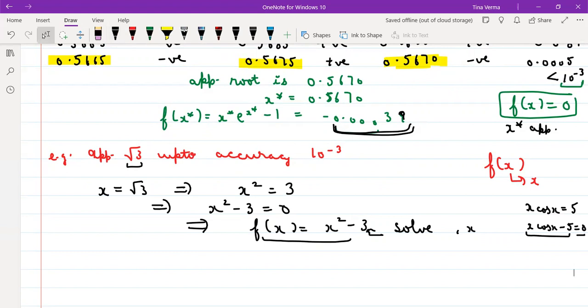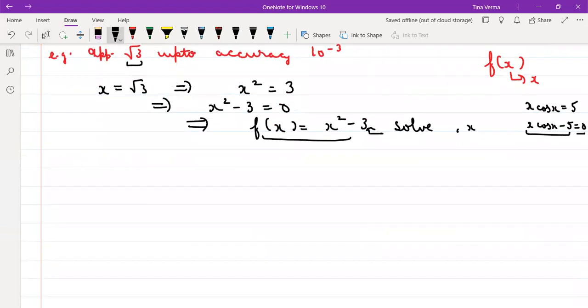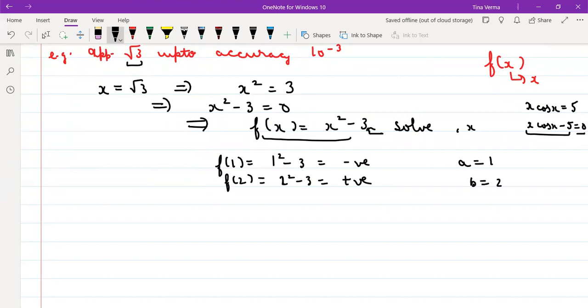So if you continue in the same way, you can take any two values here. You can consider f of 1, you can check 1 square minus 3, that will be negative, that will be minus 2. And if you check for 2, 2 square minus 3 will be 1, which is positive. So you can take A as 1, B as 2. Again, you perform the iteration for C, check whether the value is negative or positive, then you interchange with A and B. Either your f of c will come out exactly zero. If f of c comes out zero, that means it is not changing sign, so c is the root.